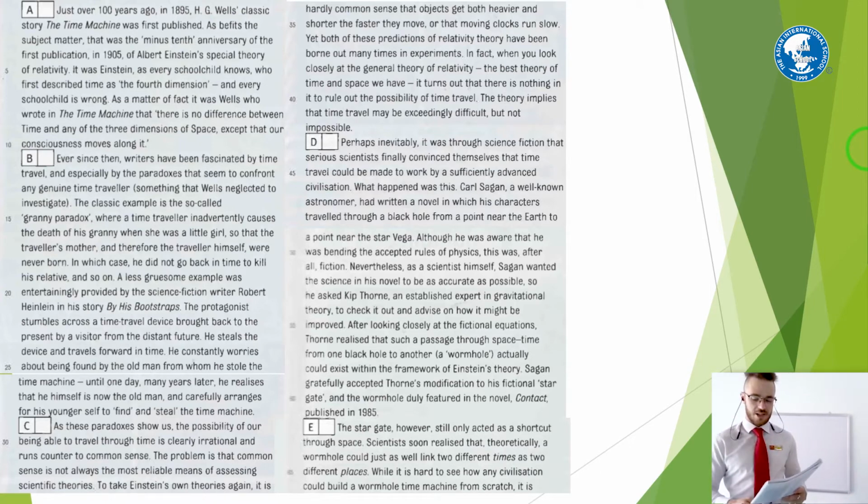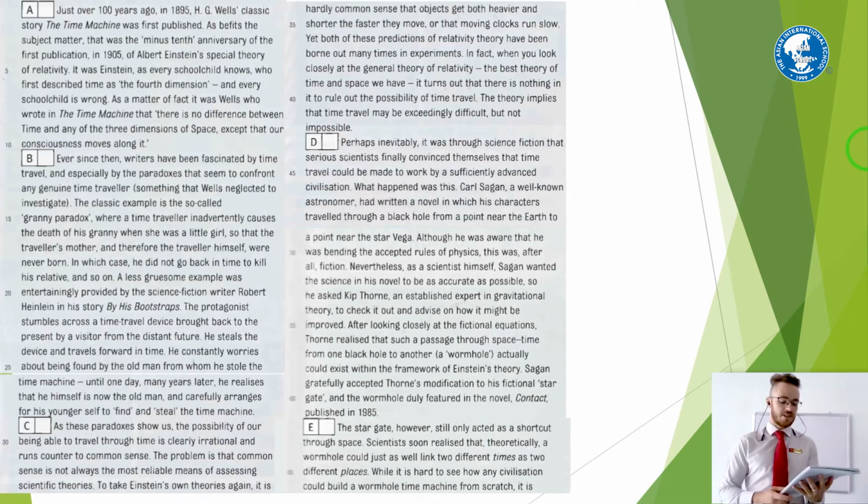Just over 100 years ago, in 1895, H.G. Wells's classic story, The Time Machine, was first published. As befits the subject matter, that was the 10th anniversary of the first publication in 1905 of Albert Einstein's special theory of relativity.